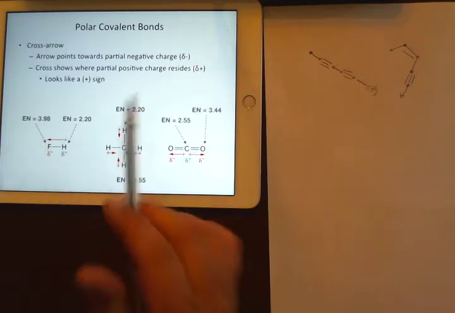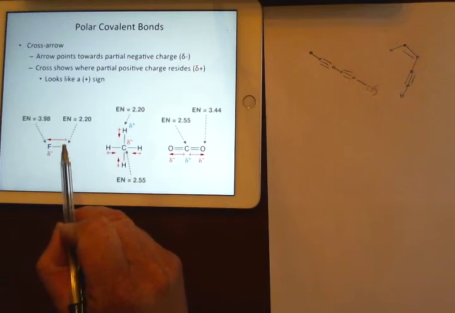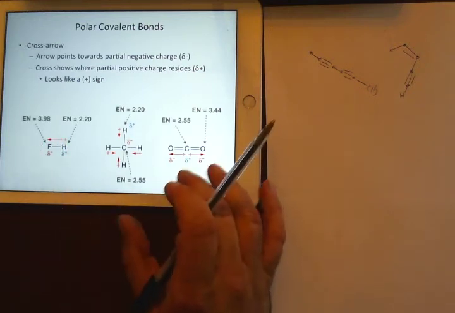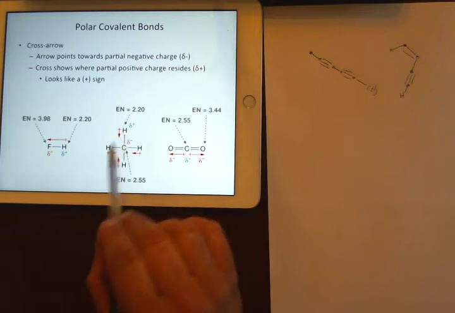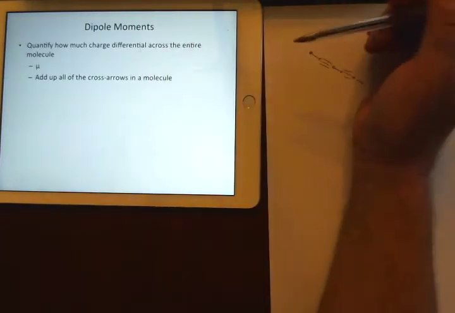And the way that you remember which side goes where is, notice how this looks. This kind of looks like a plus sign. So the cross hash of the arrow goes on the plus side, and you're pointing towards the negative. Stuff like that. And so if you were to point all of these in here, what you can get is what's called a dipole moment.